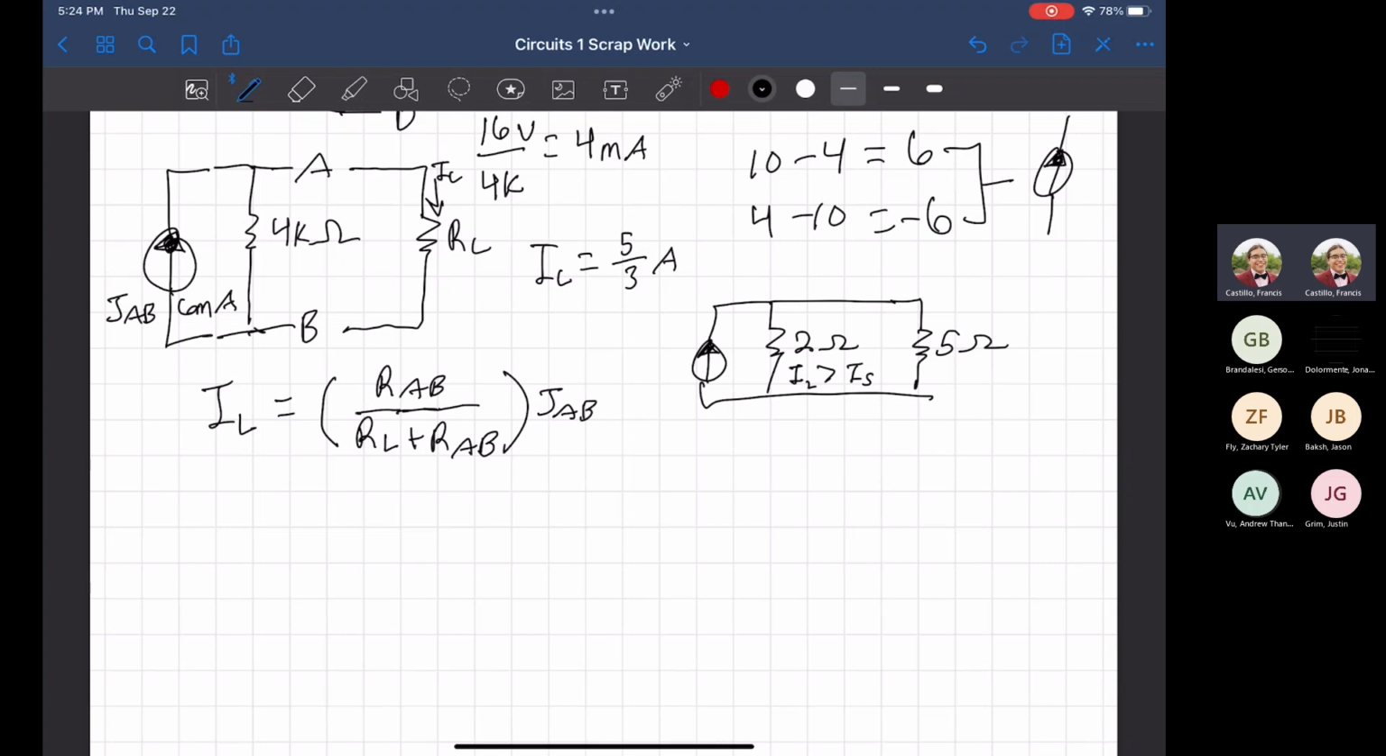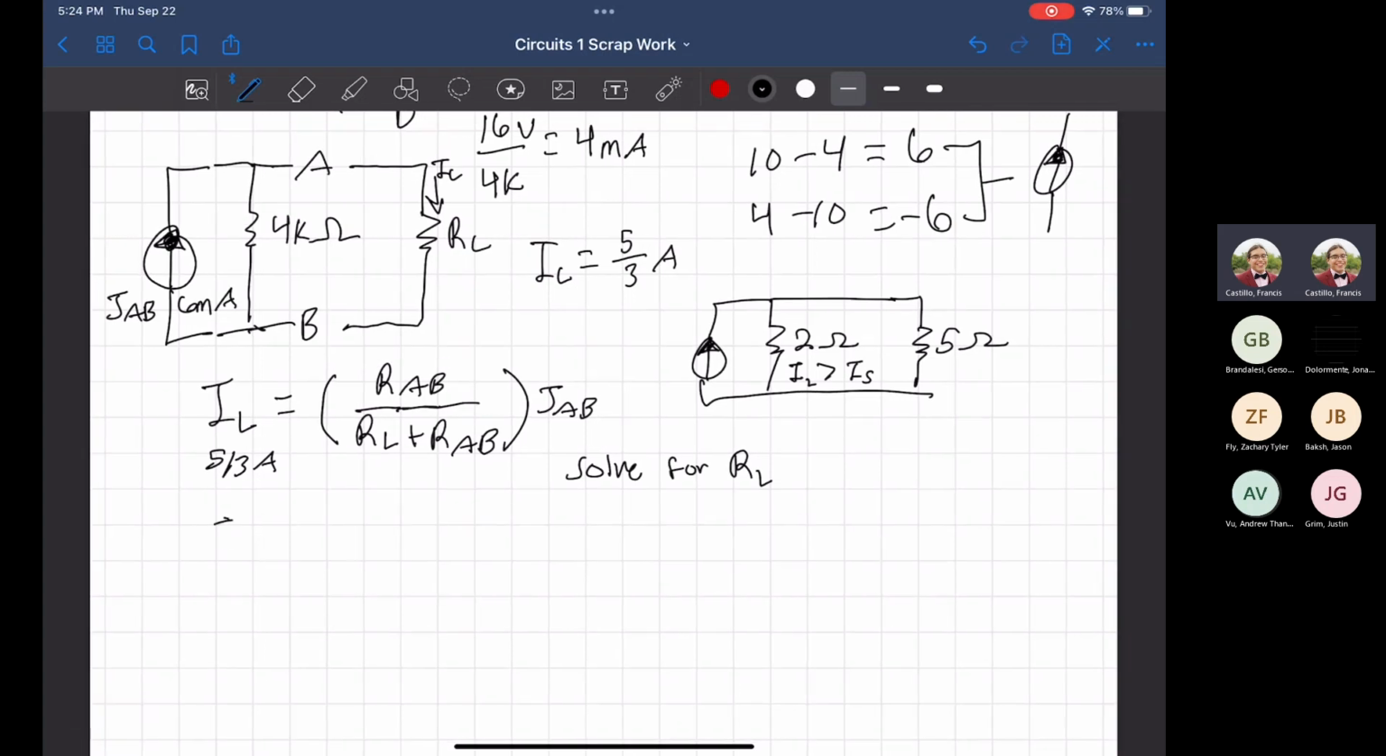But wait, the goal is to find our resistive load. We already know IL is going to be equal to 5/3 amps. So solve for RL. That's what we're going to be doing. Algebraically speaking, let me run it through real quick. You would divide by JAB across, so it'll be IL over JAB.